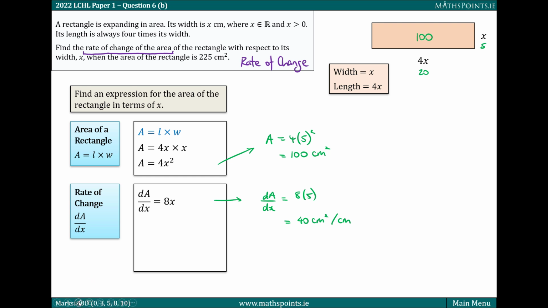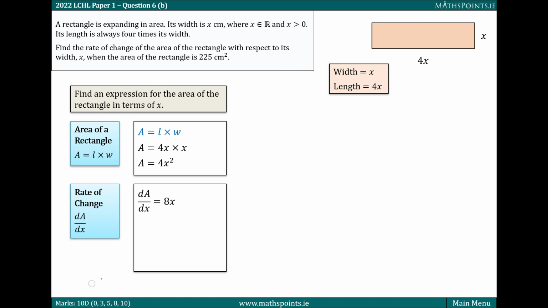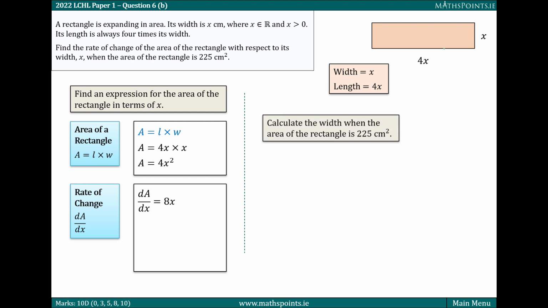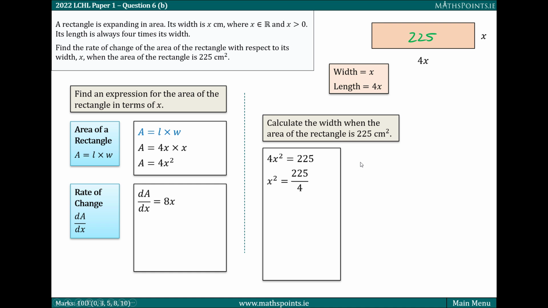Now, specific to this question, they want us to find the rate at which the area is changing when the x value equates to an area of 225. So what we need to do is let our formula for the area, 4x squared, equal 225, to see what value of x gives an area of 225. We saw a second ago, if you put in x equals 5, we have an area of 100, so clearly the x value is bigger than 5. So if we let 4x squared equal 225, then to find x squared, we divide both sides by 4. So x squared is 225 divided by 4. x is the square root of 225 over 4.